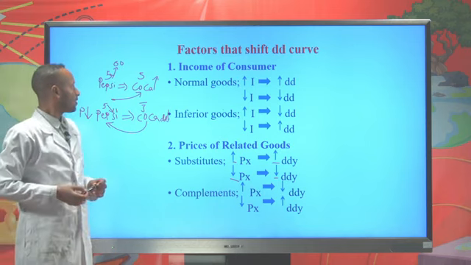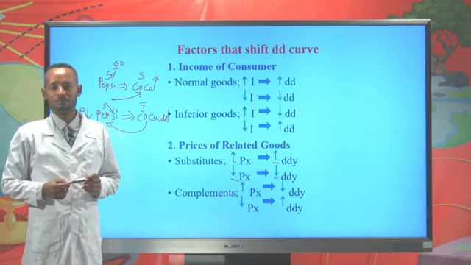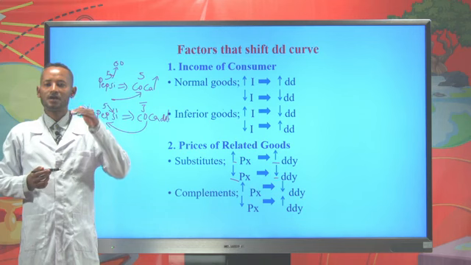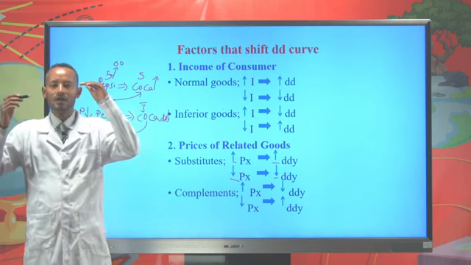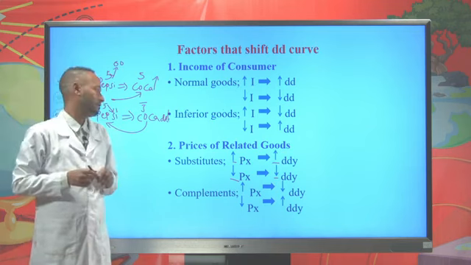Another example for substitutes is injera and bread. If injera and bread are substitutes, a rise in the price of injera will increase the demand for bread, and a fall in the price of injera will decline the demand for bread.